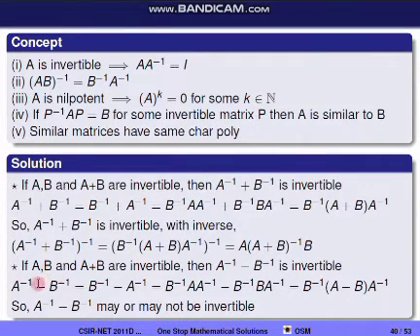Similarly, we will check the second option. If A, B and A plus B are invertible, then A inverse minus B inverse is invertible. Similar to the above, when we solve this, we get A inverse minus B inverse is equal to B inverse into (A minus B) A inverse. But in the question they have not given anything about A minus B. So A inverse minus B inverse may or may not be invertible. If it was given that A minus B was invertible, this would be invertible. But here it is not given. So now we'll move on to the next option.